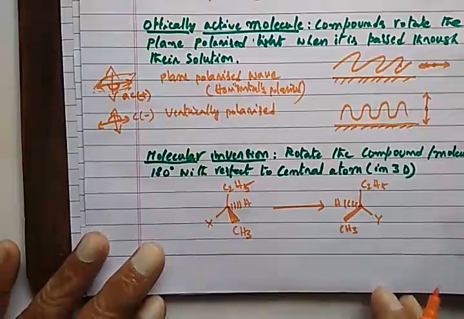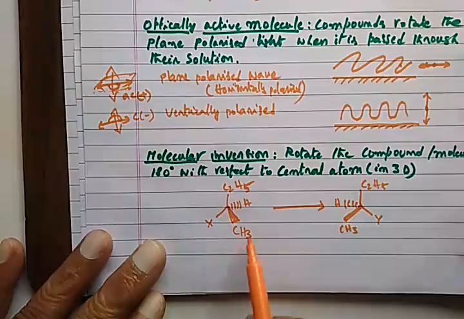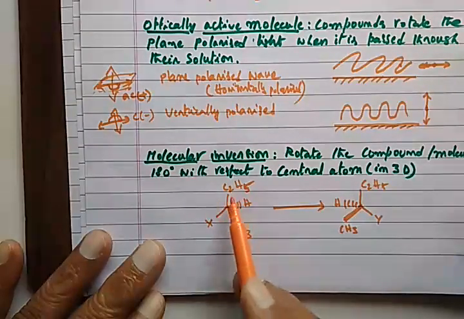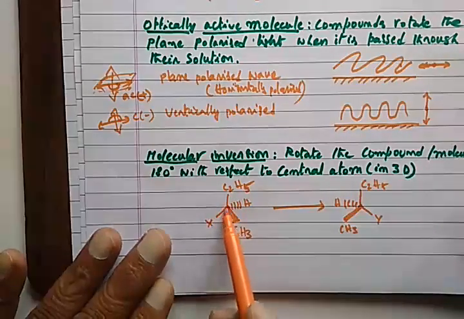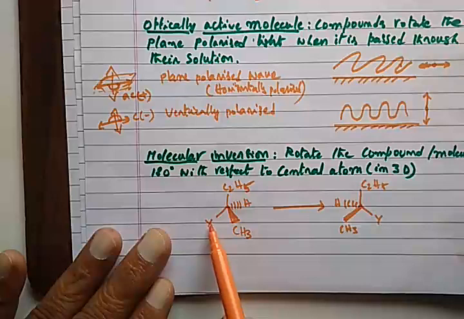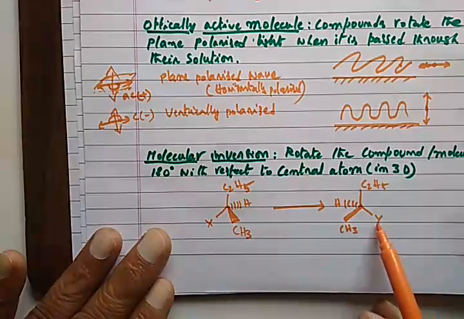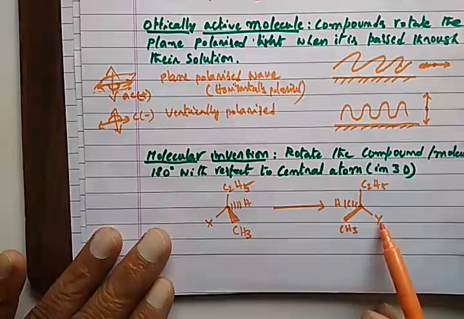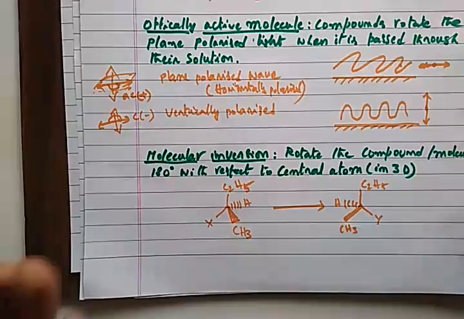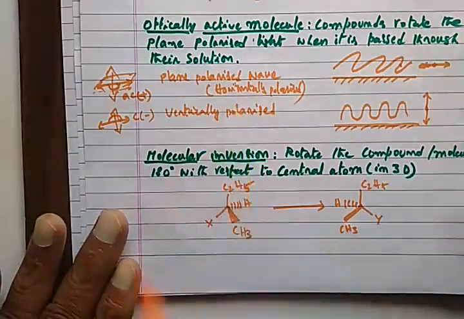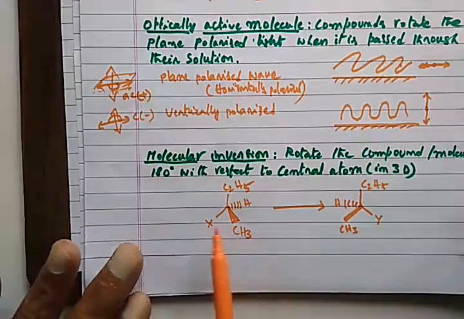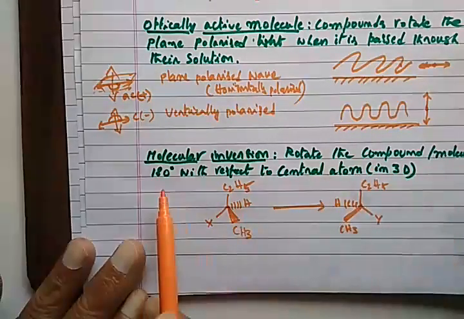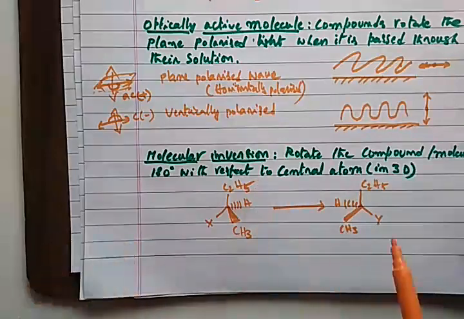Here you have to understand it differently. Molecular inversion happens, actually, it is 180 degrees rotated, not the entire thing. See, this is X. After the chemical reaction, Y occupies this position, but it is 180 degrees away. Other things remain as they are. So that way you have to understand. It is not similar to the optically active molecule. So rotate the compound or molecule 180 degrees with respect to the central atom in 3 dimensions.